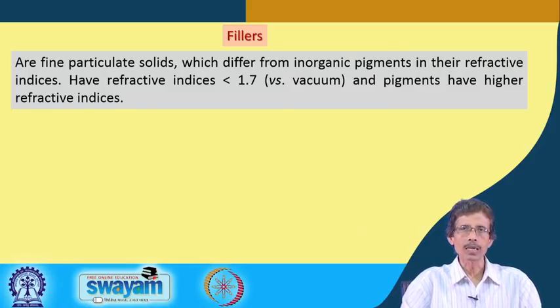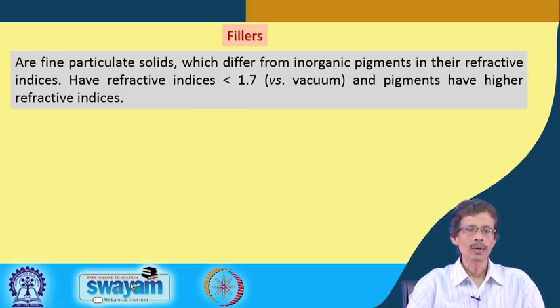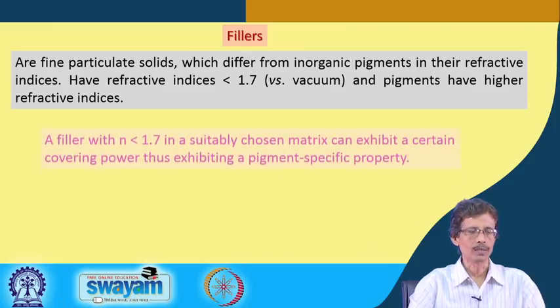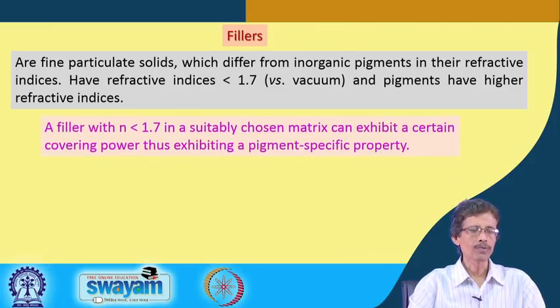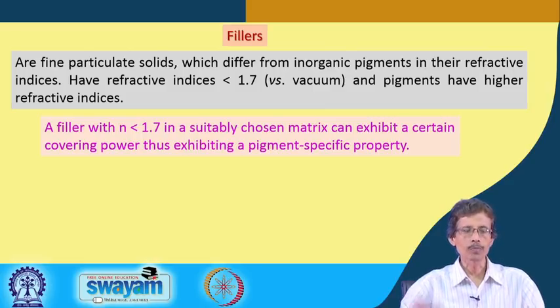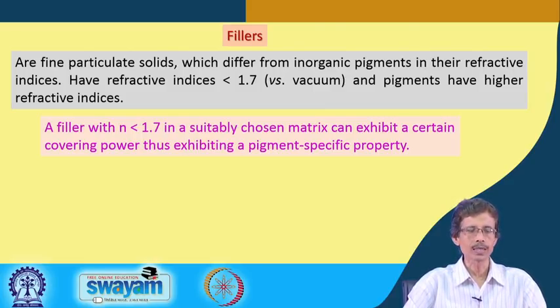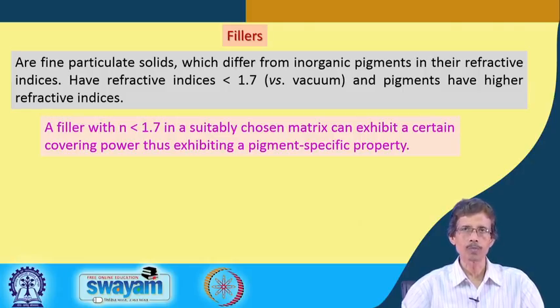So, if some inorganic material or particulate solid has a lower refractive index, those materials can be used as inorganic fillers. Another thing is that a filler with a refractive index less than 1.7, in a suitably chosen matrix, can exhibit a certain covering power, like your paints, which we will discuss today. That is, 1 gram or 1 kilogram can have some good covering power over a particular surface area. Thus this material can also exhibit a pigment-specific property.